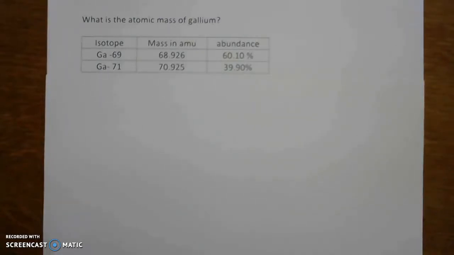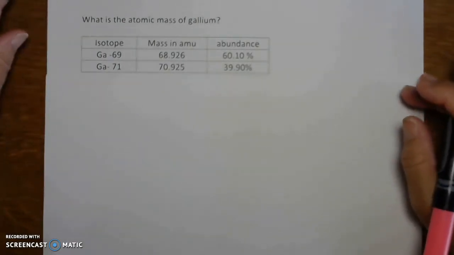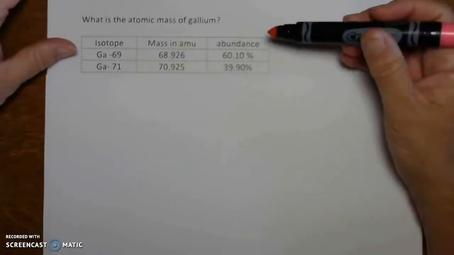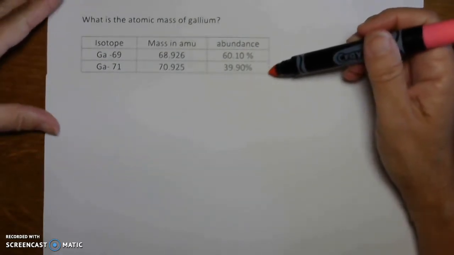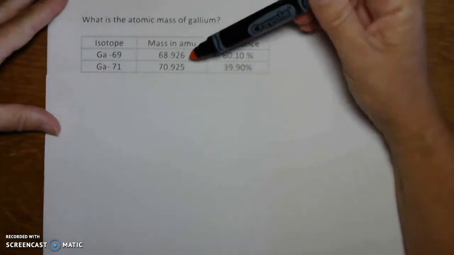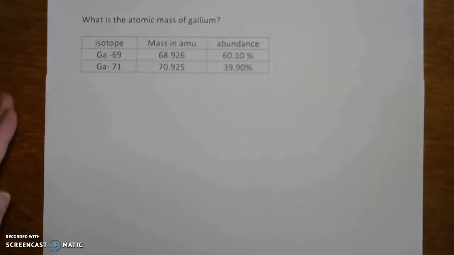So let's calculate the atomic mass of gallium. To do this, we're going to need to produce a weighted average. We do this by figuring out the contribution of each of the two isotopes. So we're given that there are two isotopes, we're given the mass of each isotope, and we're given its relative abundance.